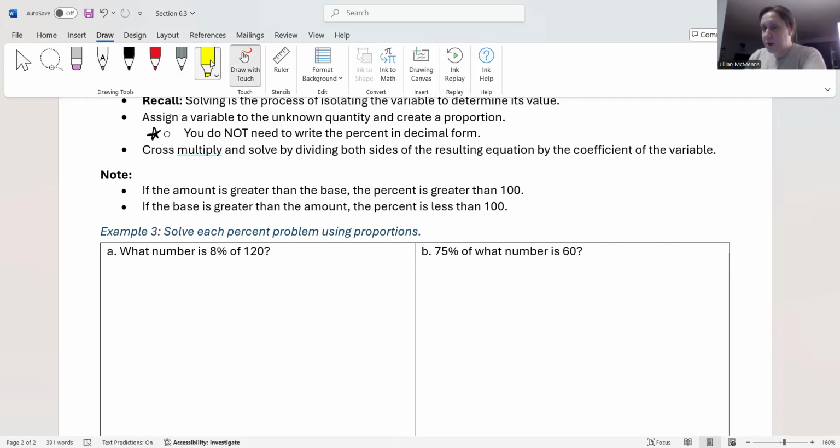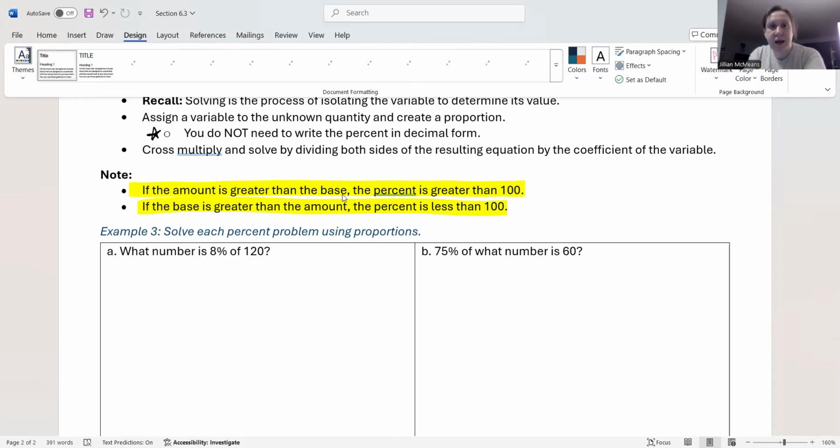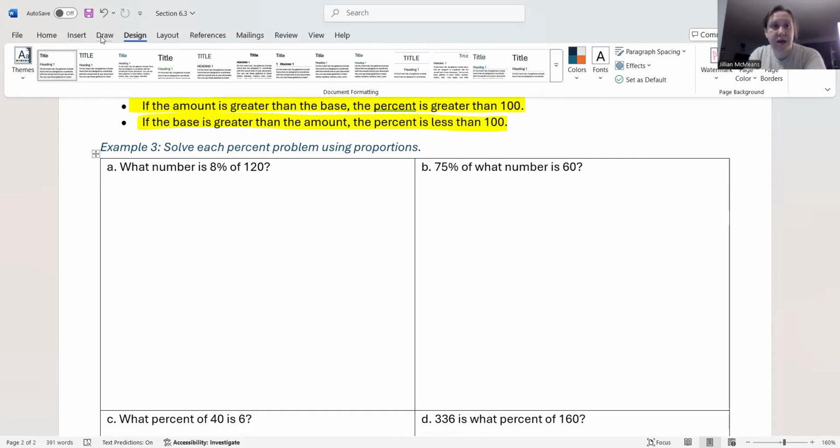So a quick reminder, let me go to the highlighter. We talked about this in the previous worksheet as well. If the amount is greater than the base, the percent will be greater than 100. And that should make sense because remember, the amount is some portion of the base. If the amount is bigger than the base, it has to have a percent that's more than 100. But if the base is greater, then you get the percent that's less than 100, okay? So keep that in mind. Alrighty, let's go ahead and look at some examples, okay?